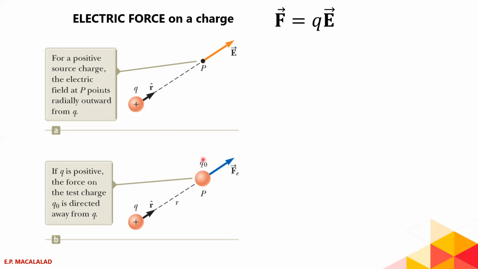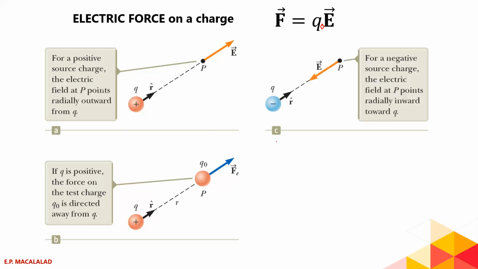Now, this charge here is Q naught. So if Q naught is positive like this, the direction of the electric force will follow the direction of the electric field. In this case, the electric field points outward, which means the electric force points outward as well.